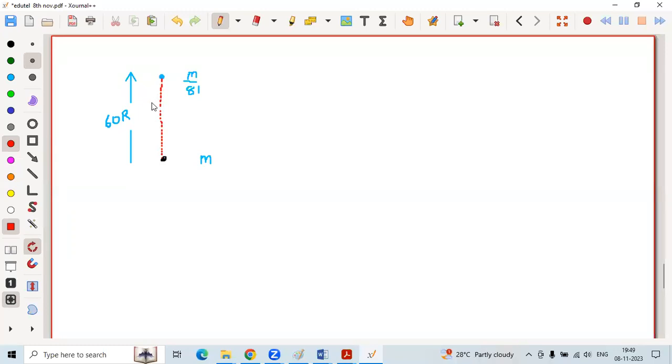Wow, reached moon. Right? That red color path is the rocket. Question is, find the location from the moon. So let me write, this is moon. To avoid confusion, I'm writing here this is moon. The earth.